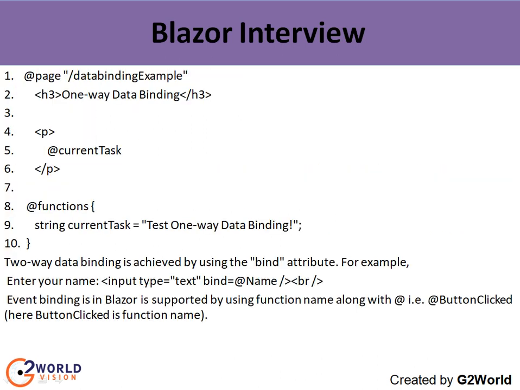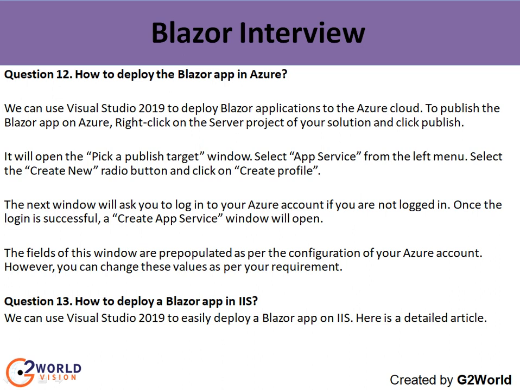Here is the code. Two-way data binding is achieved using the bind attribute. For example, enter your name: input tag type equals "text" @bind="name" close tag and break tag. Event binding in Blazor is supported by using the function name along with the @, for example @button clicked. Here button click is the function name.